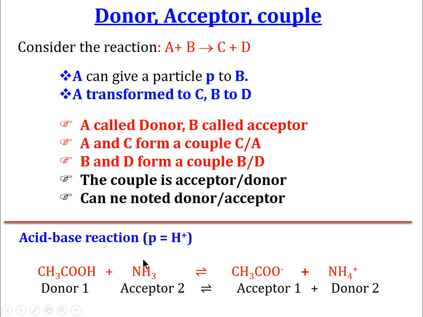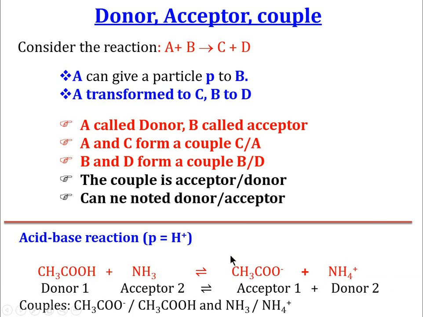CH3COO minus. And when the acceptor receives H plus from the donor, it is transformed from the acceptor form to the donor form. In this reaction, we have two couples, acceptor donor, which are CH3COO minus CH3COOH and NH3 NH4 plus. To note that we write the couples as acceptor donor, but we can also write them as donor acceptor.